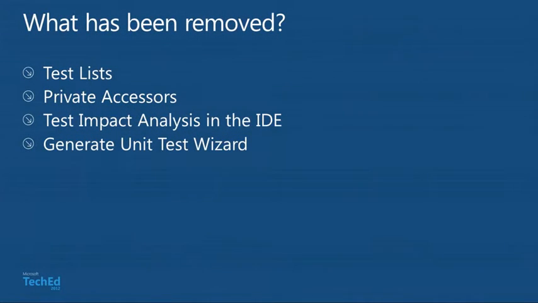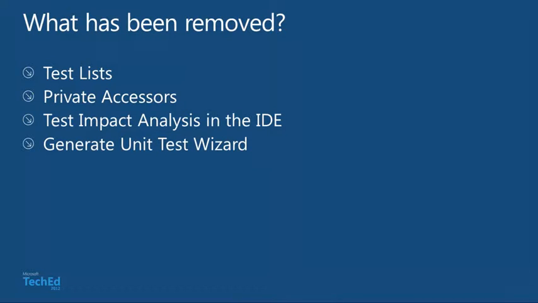So what's gone? To make way for this new approach, they've taken a step backwards in some things, right? Remember I said they ripped MS Test out so they could go back through the API. And to do that, actually, some of the things that, frankly, we won't miss, right? Private accessors, goodbye. Generate unit test wizard, goodbye. Hope to never see you again.